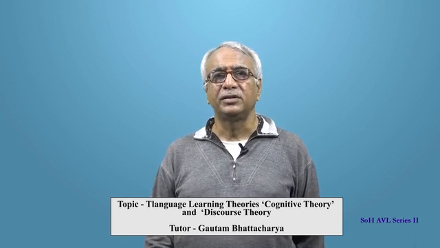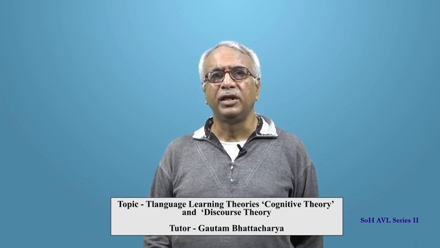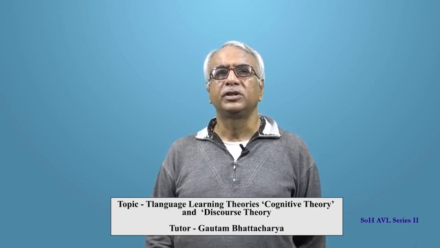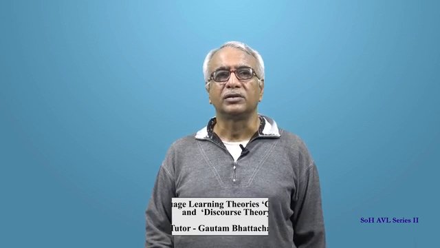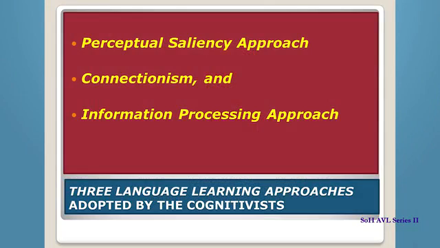The dichotomy is, of course, somewhat caricatural, and you find researchers who believe that there is a language-specific module for first language acquisition, but that the learning of second languages is different and relies on general cognitive mechanisms. You also find that even for L1 acquisition, some researchers believe that some aspects of language acquisition are innate and other aspects not. In this lecture, we will first investigate how cognitivists account for the learning of language by reviewing three approaches: the perceptual saliency approach, connectionism, and the information processing approach.